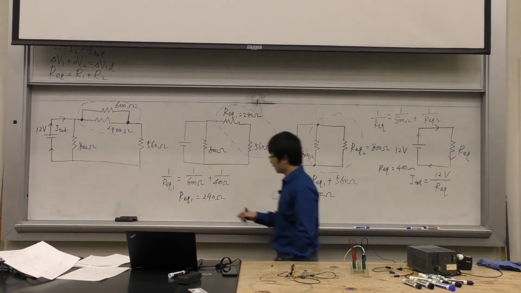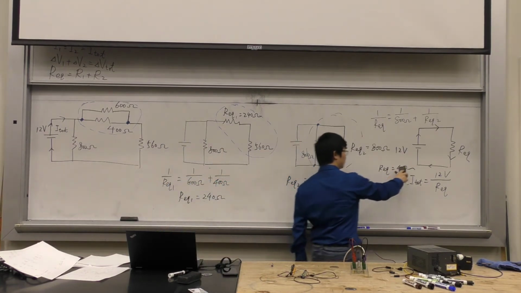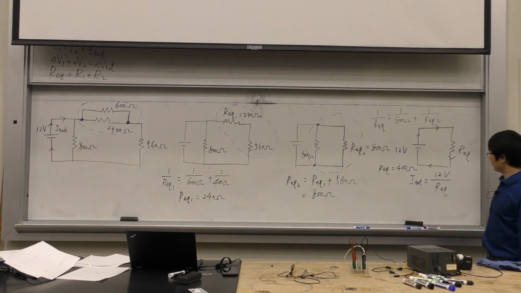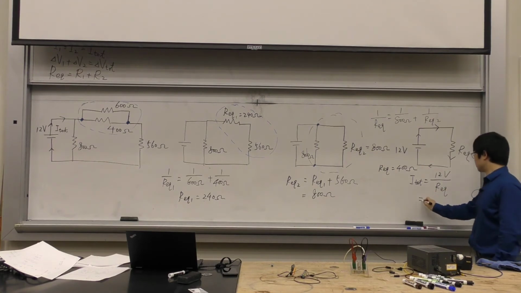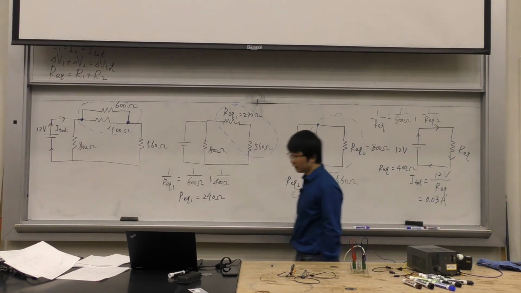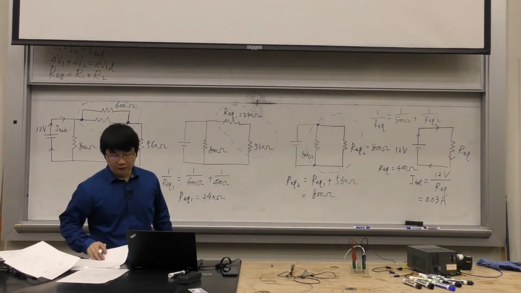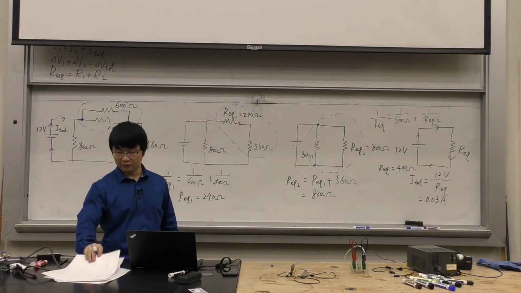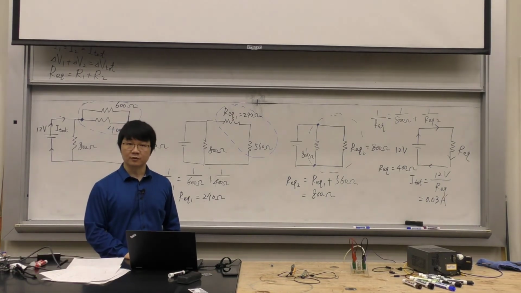Okay. And then you go ahead and use Ohm's law on this simplest diagram, right? You divide them, and you're just going to get 0.03 amps. Okay? So that's how we find the REQ for this whole circuit. Then we can find the current through the battery.